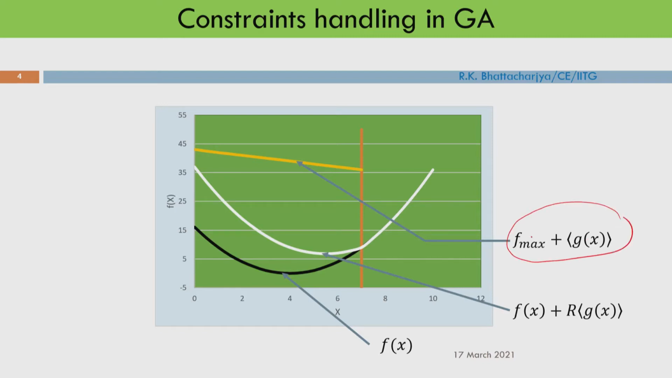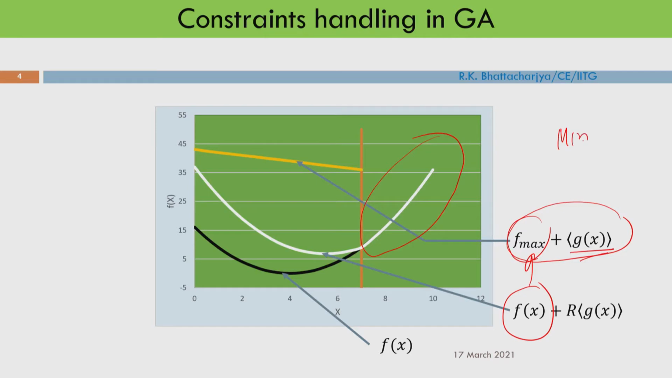If I write f max plus g(x), I am using the bracket operator here, and in place of f(x) I am using f max. So, what is f max? That is the maximum function value of the solution in the feasible region. So, f max is coming from this particular region. What is the maximum function value that I am adding with the violation? This g(x) will give you the violation. So, I am adding the maximum function value.